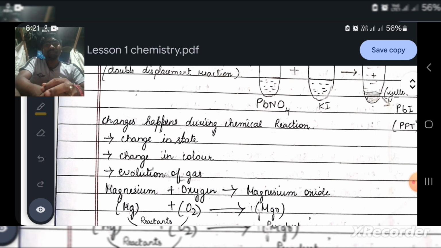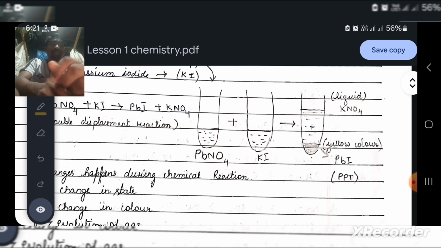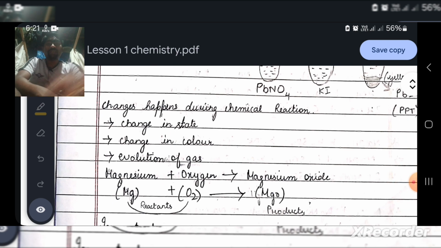And second, there is change in color. This one also we have to look here, that it has become yellow color PPT. In test tube C, the PPT has become yellow color. Before it was colorless, now it has become yellow color. So color has changed.